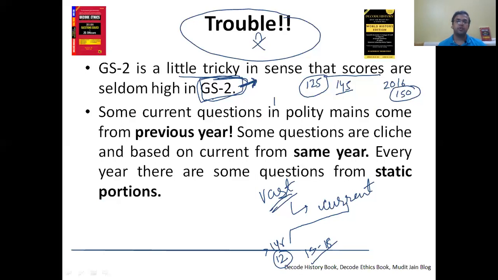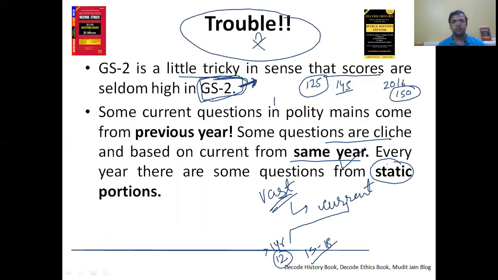You can refer previous year question papers. You will easily find questions that are older than 1 year of news. At the same time, there are cliche questions as well that belong to the same year. Like last year, privacy was a lot in news and still it was asked. So cliche questions are asked as well as static questions are asked, as I already told you.